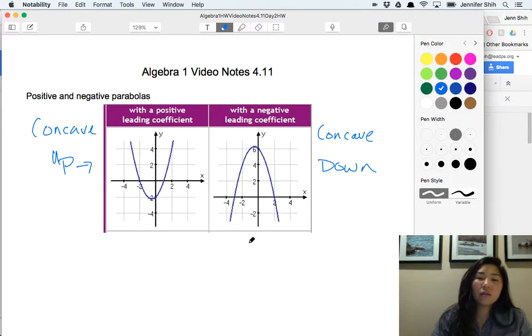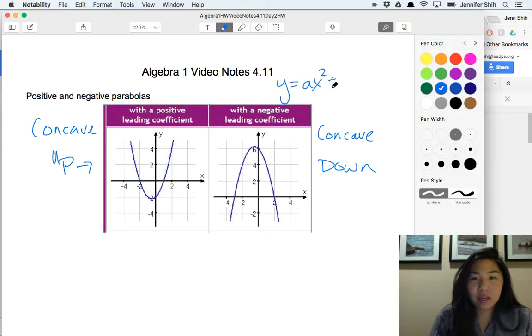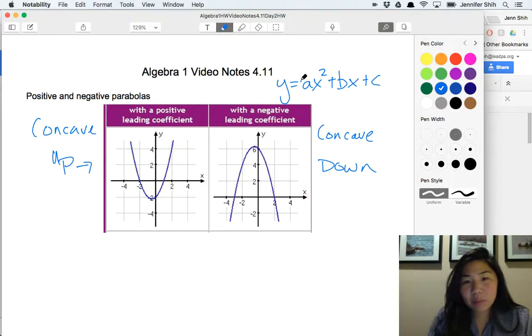So what does that mean? It means that every graph has an equation that goes with it. The equation that goes with this is either positive or negative. We talked about standard form, quadratics have this standard form that looks like this. Well, A can be positive or negative. A value can be positive or negative.